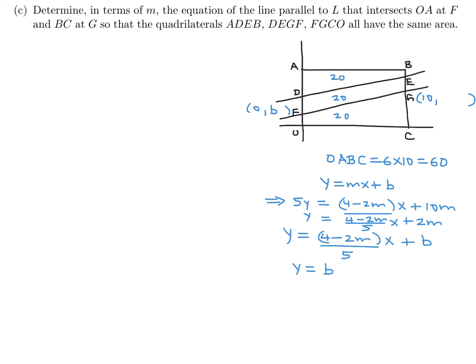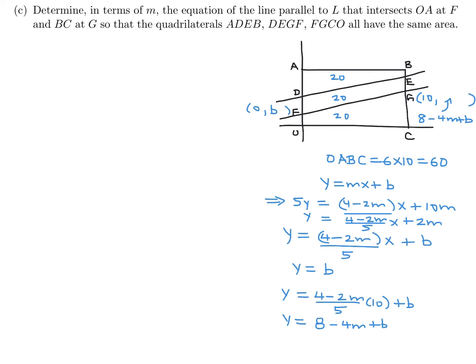Now let's figure out this coordinate over here. That's when x is 10. When x is 10, it'll be (4 minus 2m) over 5 times 10 plus b, like that. And this looks like y is equal to 10 divided by 5 is 2, so that's going to be 8 minus 4m plus b. So this is 8 minus 4m plus b, the y coordinate there.